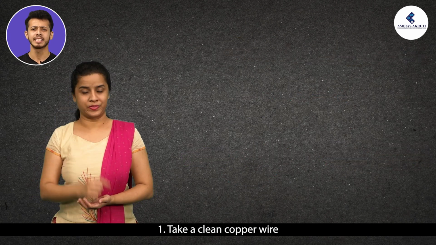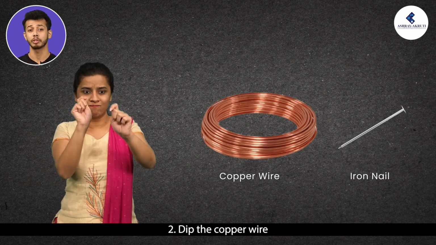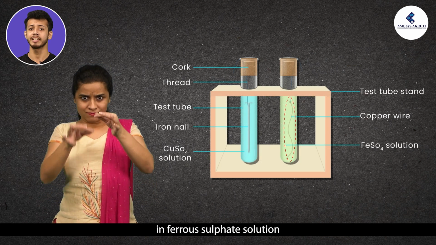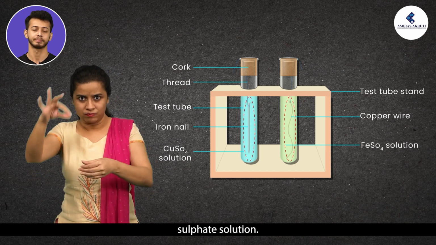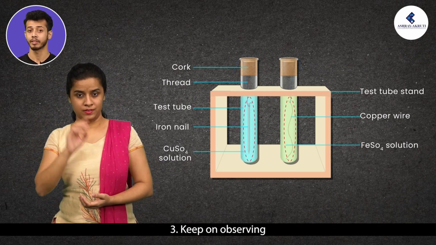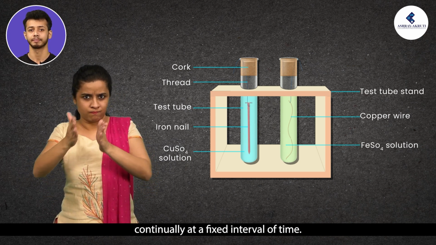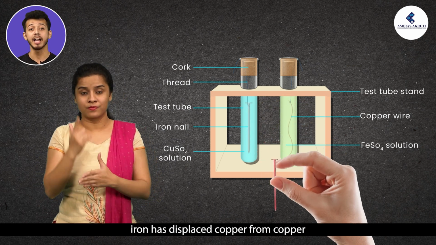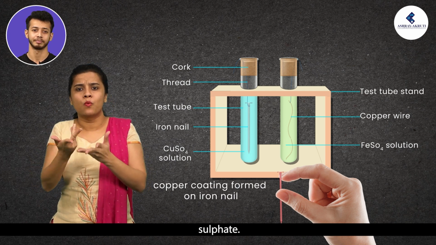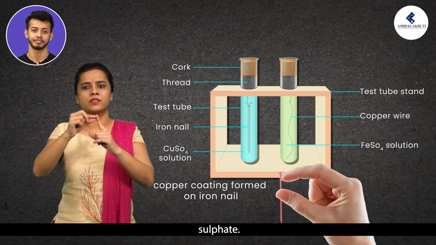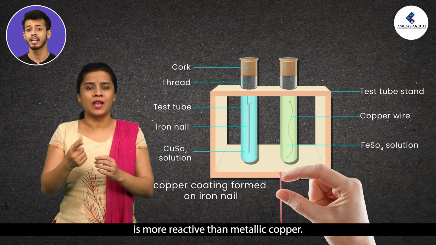Point number 1. Take a clean copper wire and a clean iron nail. Point number 2. Dip the copper wire in ferrous sulfate solution and the iron nail in copper sulfate solution. Point number 3. Keep on observing continually at a fixed interval of time. In the previous activity, iron has displaced copper from copper sulfate. This means that metallic iron is more reactive than metallic copper.